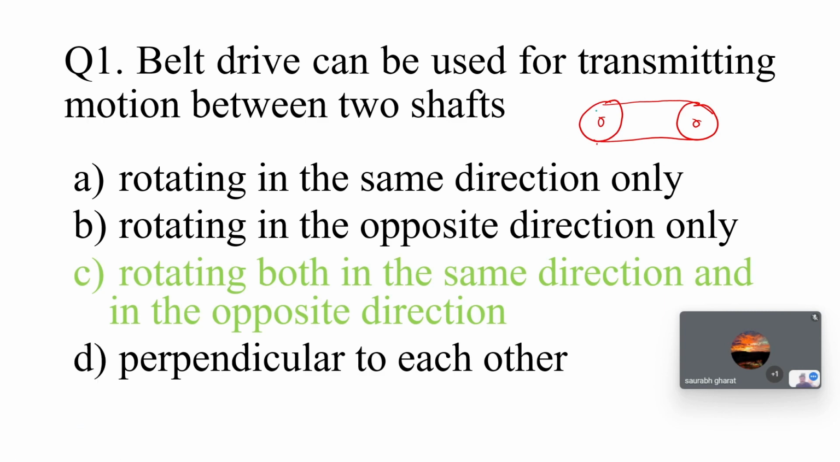So if this is the belt drive, like this also you can pass. So both of the rotations is the correct answer. Rotating in only the same direction, only the opposite direction, or perpendicular to each other are all wrong. As I showed you here, rotating both in the same direction as well as in the opposite direction is your correct answer. So the C option is your correct answer.